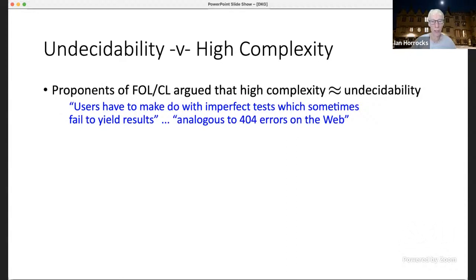And they sort of argued that, well, once we have this very high complexity, we know that in some cases the reasoner will choke. And so, well, what's really the difference between that and undecidability? And they also kind of made this analogy to the web and said that it's just like you'll have some 404 errors. I'm not able to do this reasoning for you.